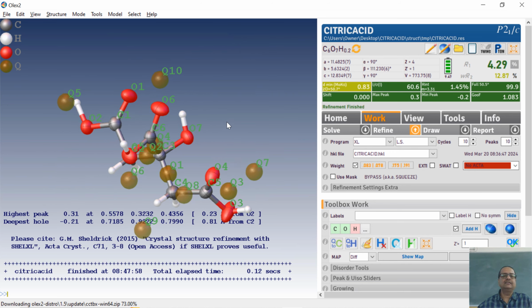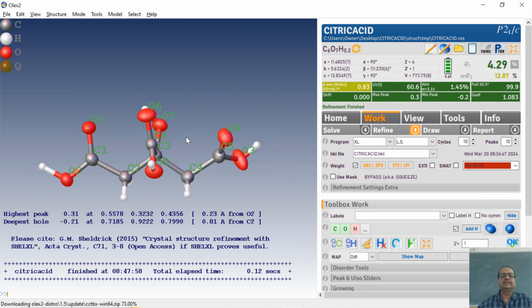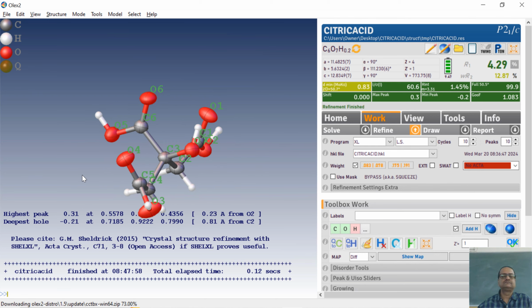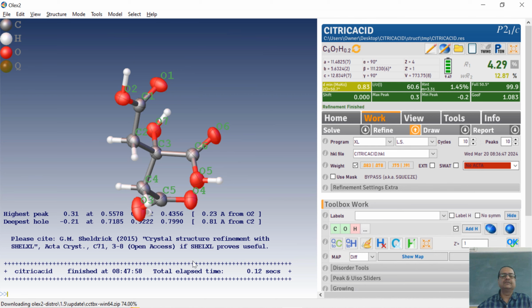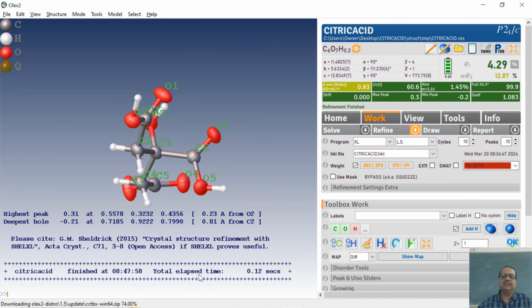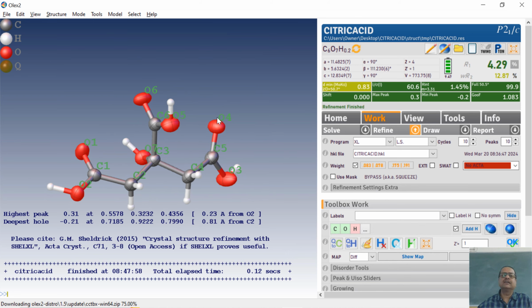So what is missing? Is there anything missing? Nothing is missing in this molecule. All the 3 carboxylic acid groups have the corresponding hydrogen. The OH group has the hydrogen there. Now what we have done?